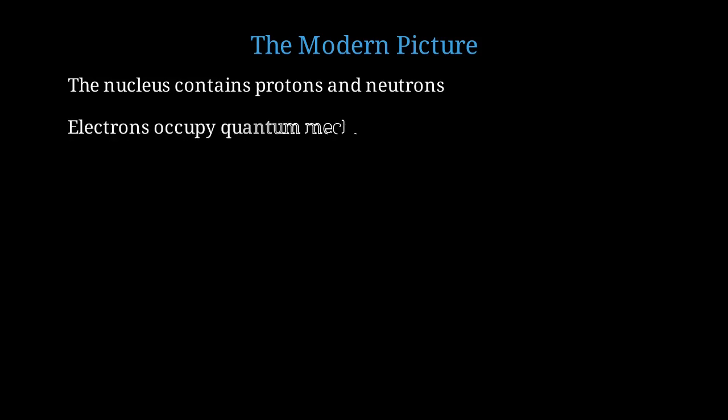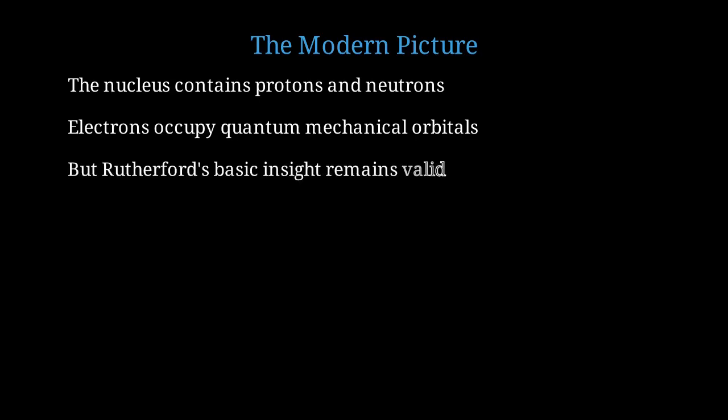Today we have an even more detailed picture of atomic structure. We know the nucleus contains protons and neutrons, which are themselves made of quarks held together by gluons. Electrons don't orbit in simple circles but occupy complex quantum mechanical orbitals described by wave functions. But Rutherford's fundamental insight remains perfectly valid. The atom consists of a tiny, dense, positively charged nucleus surrounded by a diffuse cloud of electrons.